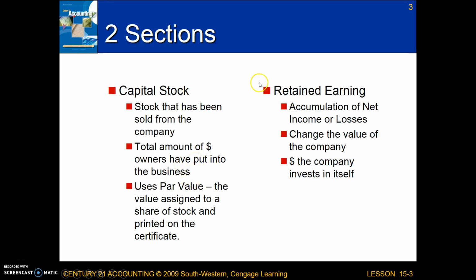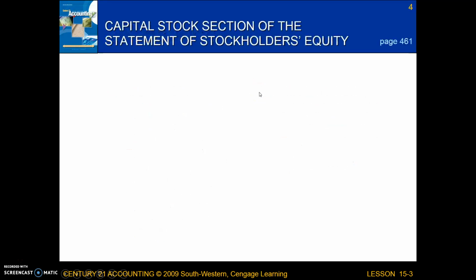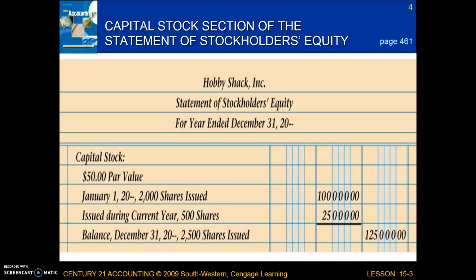So the other section is going to be the retained earnings section. And just like last semester, that's going to be our accumulation of our net income or loss over time. So let's see what these look like. So the first part of it, make sure we always put the title of our company, and then the name of the statement, and then the date for it. So for a statement of stockholders' equity, it's always for a year ended because it is showing stuff over time, kind of. So we start with the capital stock section.